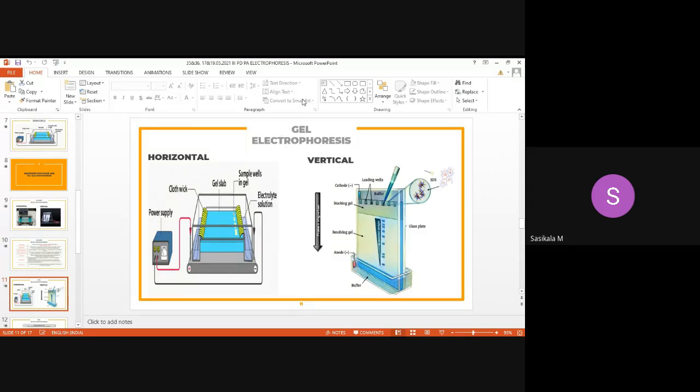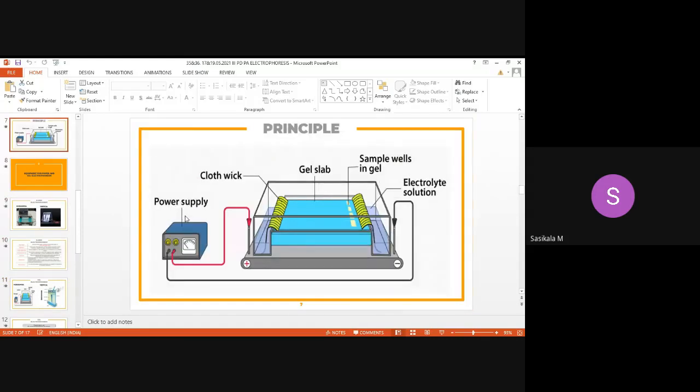Now let's move on to gel electrophoresis equipment. Gel electrophoresis also has two kinds, horizontal and vertical gel electrophoresis. I have focused on horizontal gel electrophoresis here in the principle. An electrolyte solution is taken, there is a horizontal gel slab, and the conducting medium of electrolyte is carried through a wick to the slab. Here you can find the sample wells in the gel where the sample is injected.